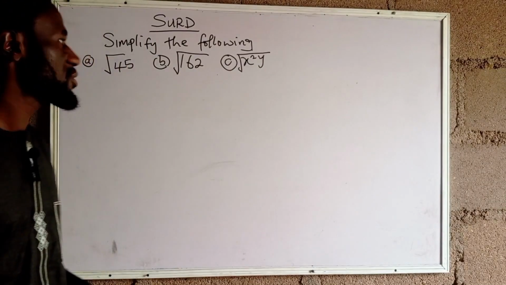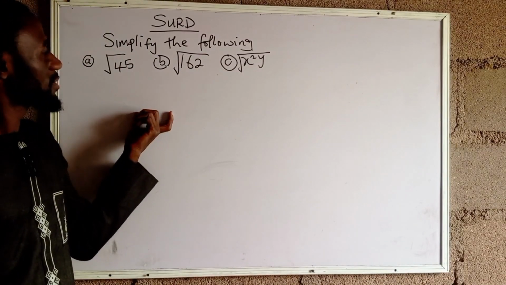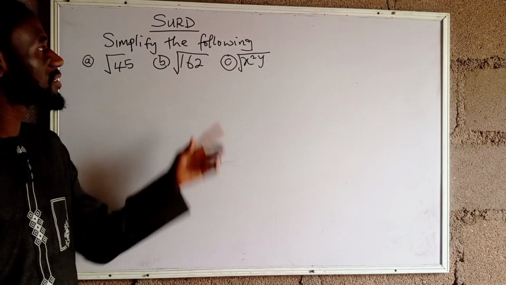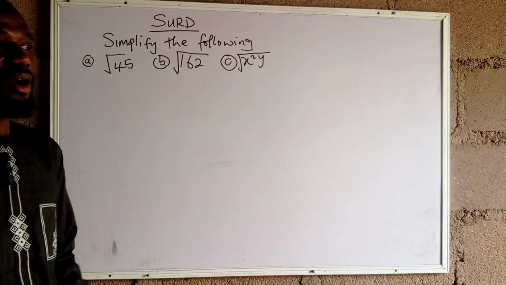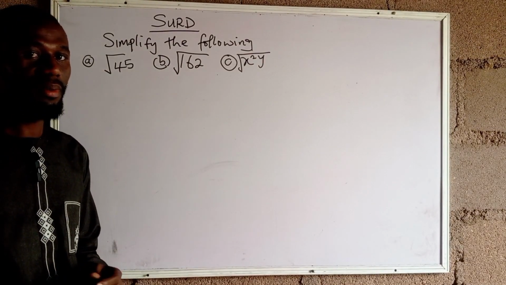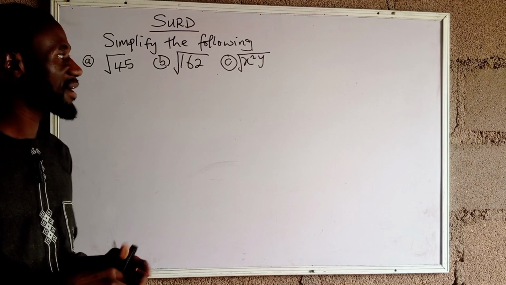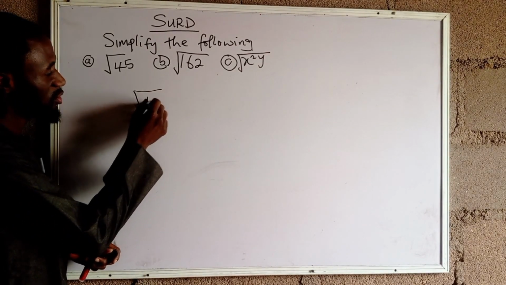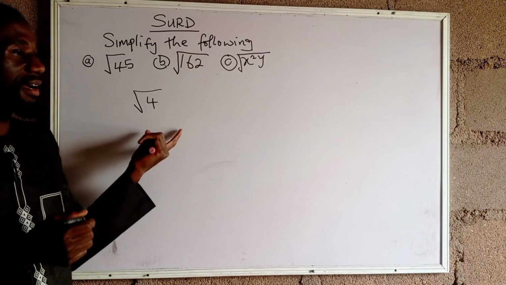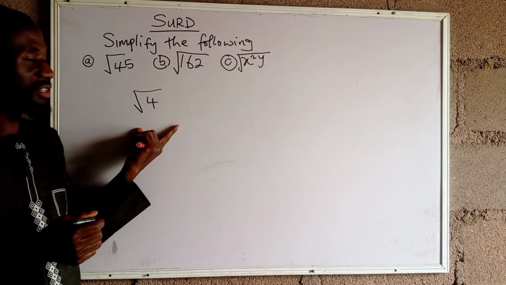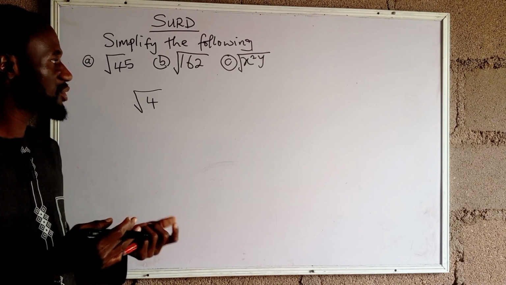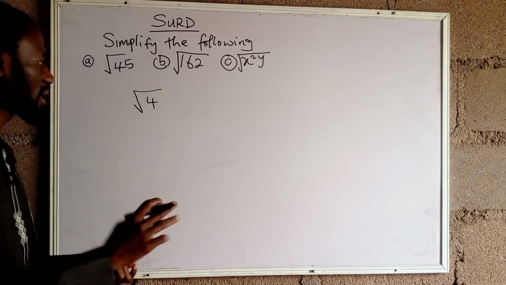Hello viewers, in this video we are going to learn how to solve surds. Okay, this is the surd. We can call it an irrational number, any number that can never be expressed as a square root of that number. Assuming you have the square root of 4, that is not an irrational number. Then the surd must be a combination of rational and irrational numbers.